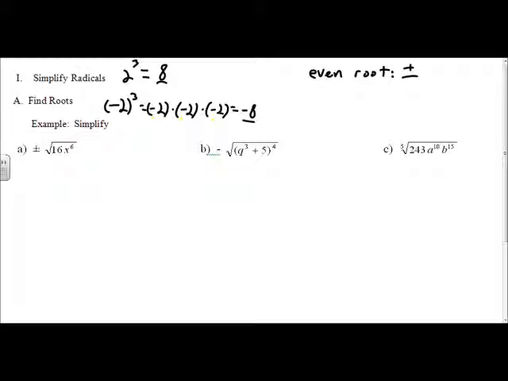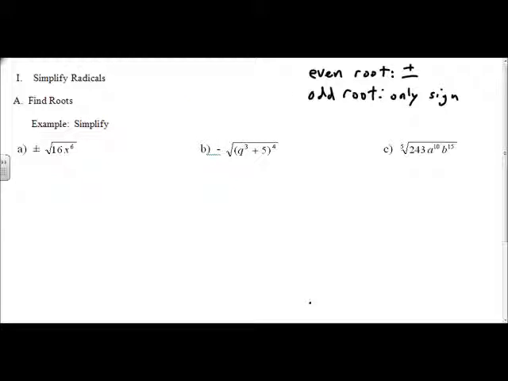So anytime that you have an odd root, so like 3, 5, 7, 9, those ones are only the same sign as what you have. And those will come up. I'll show you one example that specifically looks at how that one works.